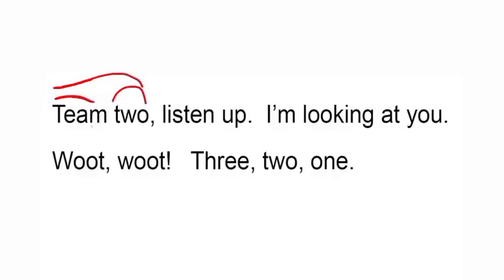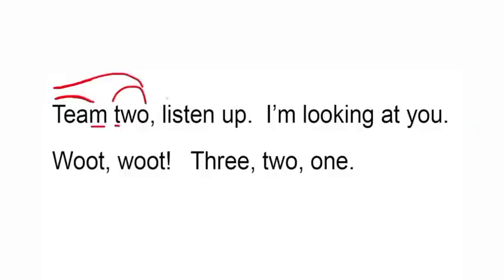Team 2. So the ending M right into the T with no break. Team 2. Listen up. Team 2. Again here, linked together. Smooth. Listen up. The T in listen is always silent. The ending N linking into the beginning vowel.